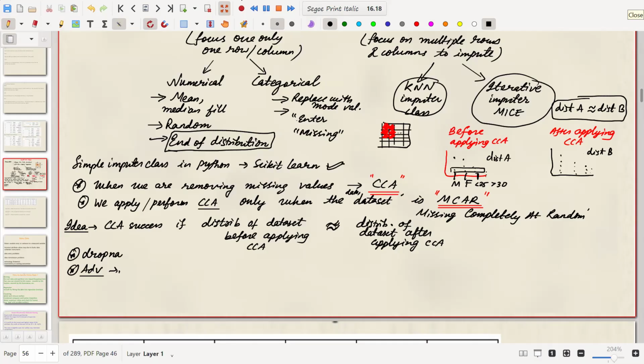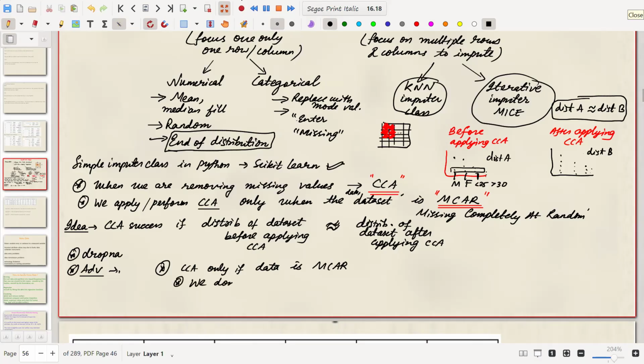The catchy points, or some of the limitations of CCA: you use CCA only if the data is MCAR, that is, missing completely at random. If it is not missing completely at random, you cannot apply CCA at all. That's the catch.